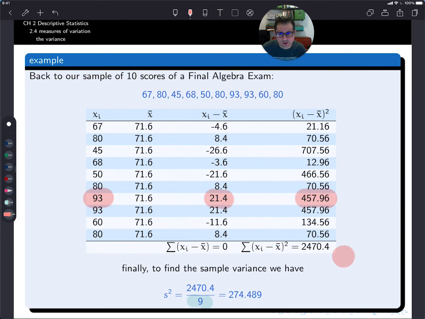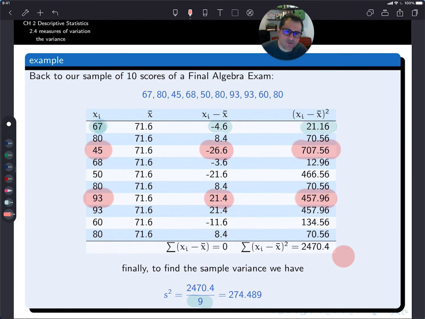The numbers that are close to the mean, like, let's see, 67 is close. It's 4.6 points away from the mean. When you square it, it doesn't get that drastically bigger, right? So the numbers that are far from the mean, like the 45, for instance, it doesn't matter that it's negative. 45 is far from the 71.6. When you take the difference, it's 26 units away. When you square it, it gets very big.